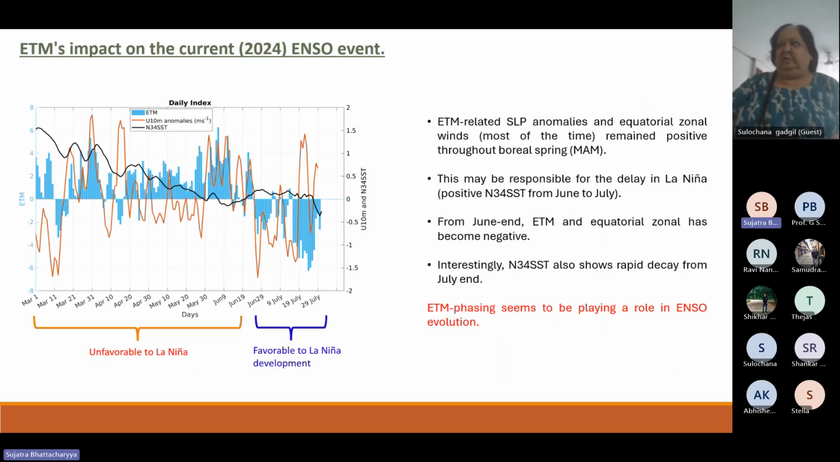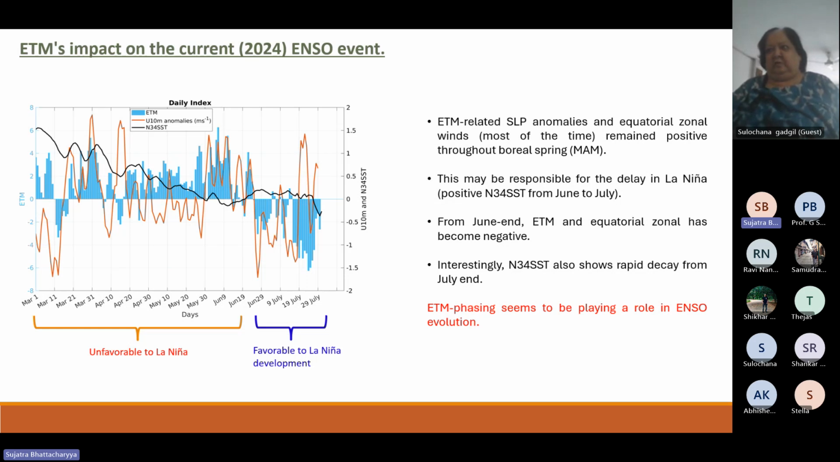So this is for the current year. I have plotted the ETM index in the blue bar from March 1 to 31st July, whatever current data I have. The blue bar is the ETM value, the orange is the equatorial Pacific wind anomalies, and the black one is the Niño 3.4 SST. What you see is that ETM was positive throughout boreal spring this year, and the corresponding winds, shown in this orange curve, are also hovering about. If you plot the mean, it will come out somewhat positive. So the equatorial winds are also mostly anomalous westerlies throughout the boreal spring, right?